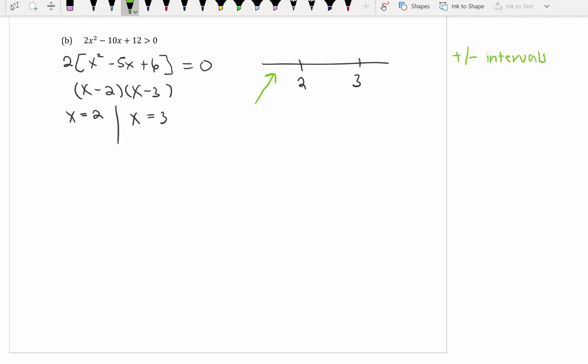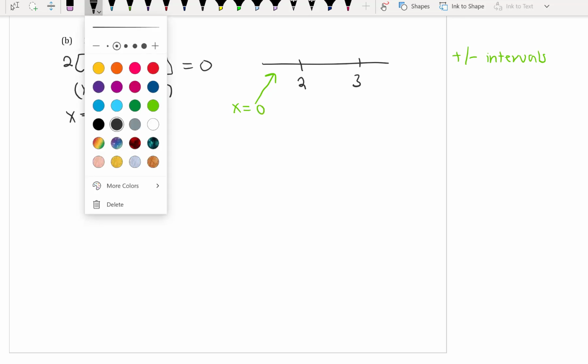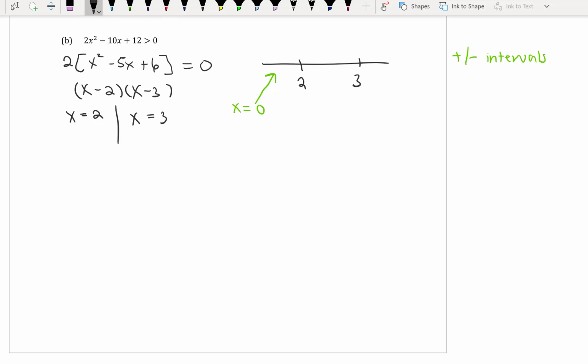So let's let x be equal to 0. If I let x equal 0, what type of value am I going to get? Well, I would get 2x squared minus 10x plus 12. So if I plug in a 0 here, my value is going to be a positive 12. So I would write in there a positive.